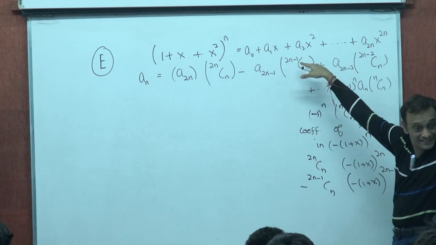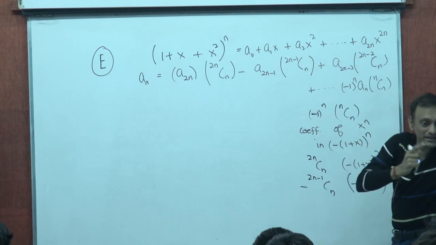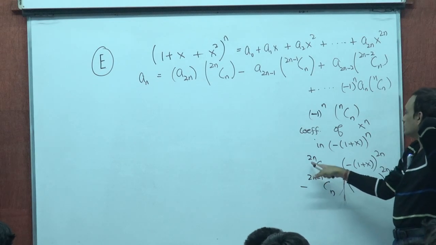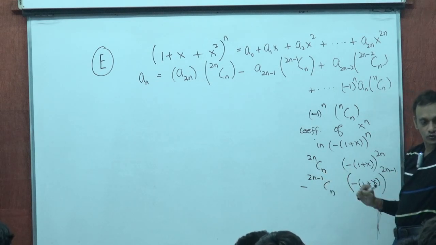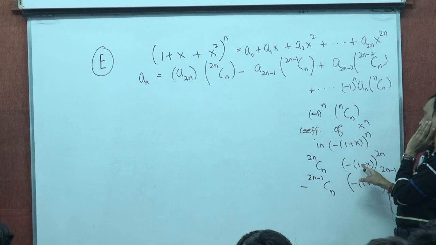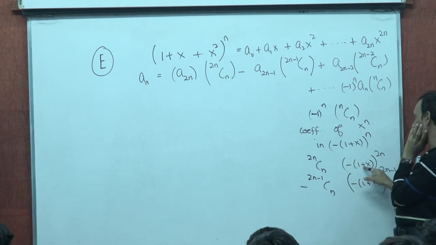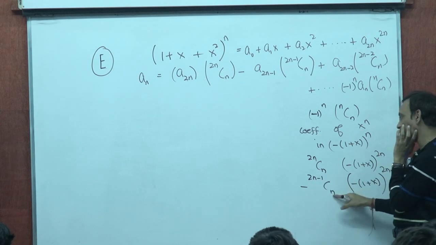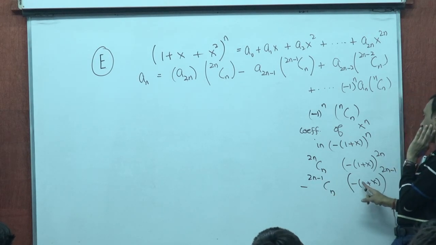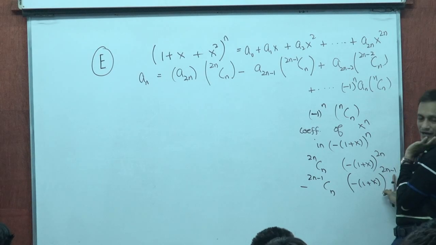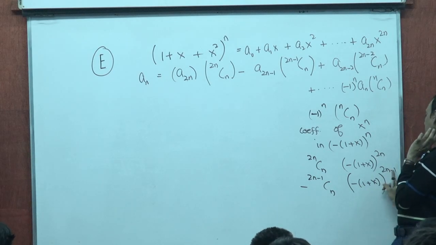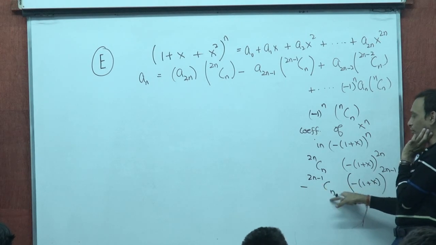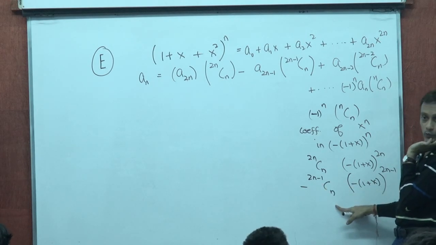Instead of x in this identity, if we had -(1+x), I'll repeat. See, for example, 2nCn. How did we arrive at 2nCn? It is the coefficient of x power n in (1+x) power 2n. And -(2n-1)Cn would have been the coefficient of x power n in (1+x) power 2n-1, because (-1) to power 2n-1 would have given me a minus sign and x power n from (2n-1)Cn, yes or no? Right?